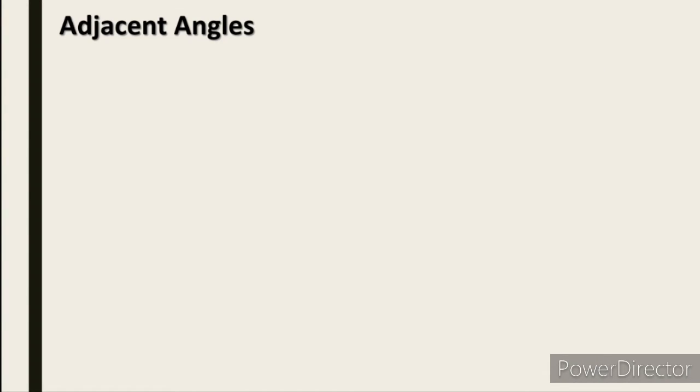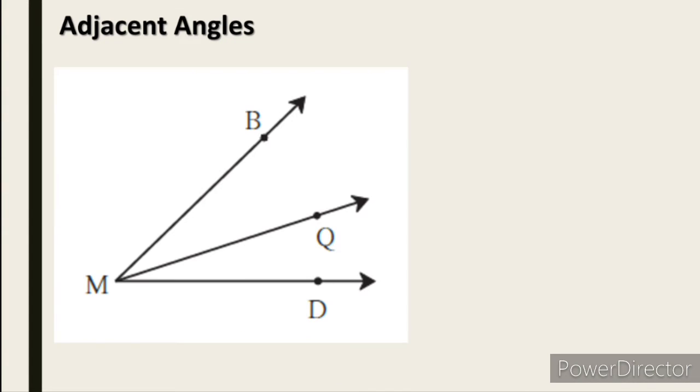Now next topic is about adjacent angles. First of all, what does the word adjacent mean? Adjacent means anything which is neighbor to us. So what is it about adjacent angles here? Can you see this angle? The name of the angle is BMD. In BMD, one ray is made. The name of the ray is MQ. What is MQ doing now? Making 2 separate angles in angle BMD.